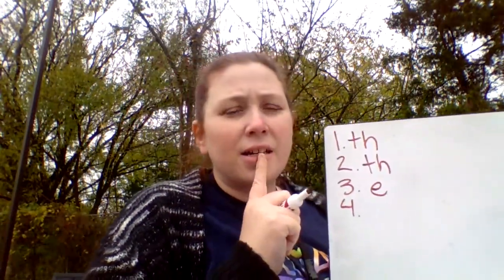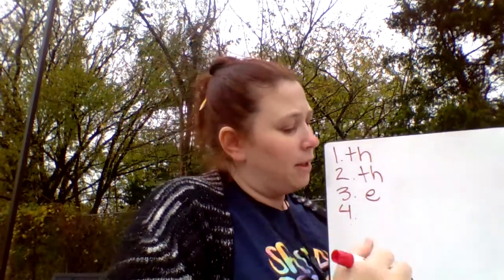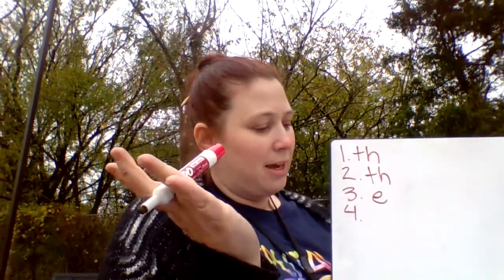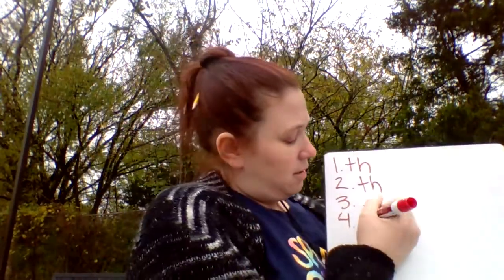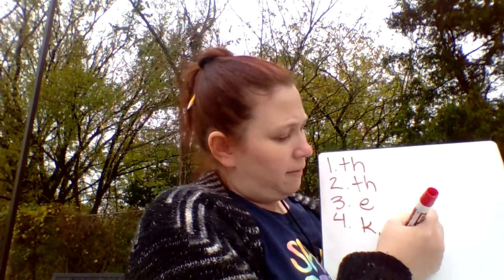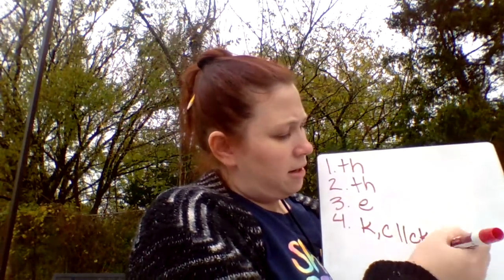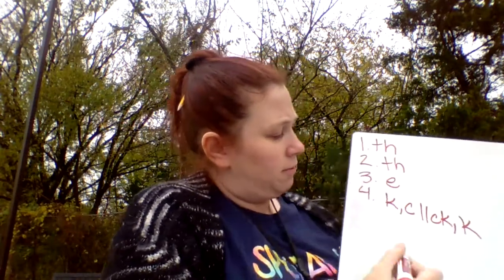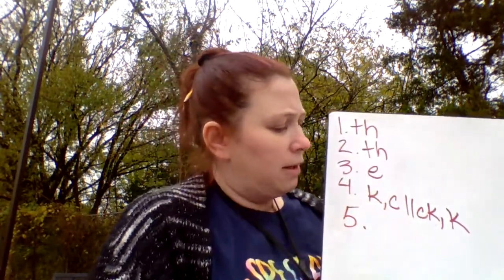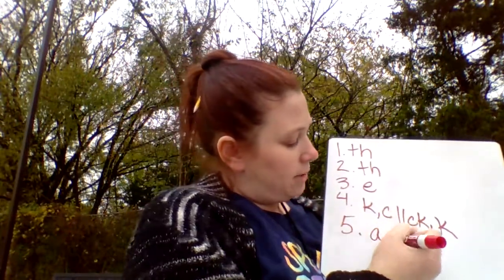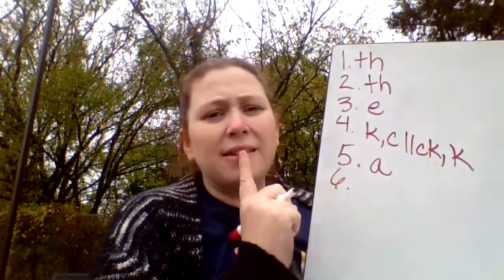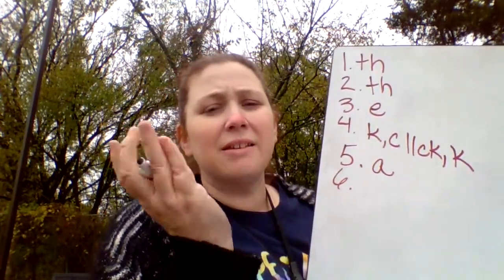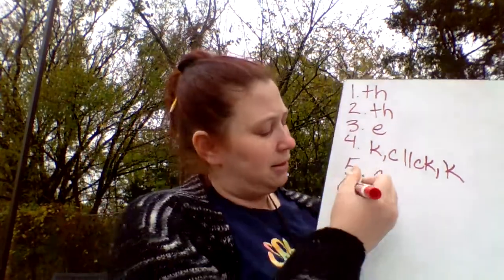k. Remember, we make k with lots of letters. We have K, C, and then as final sound, CK, K. So K, comma, C, final sound, CK, K. All right. Number 5 is A. Write it down. Number 6 is Z. Again, Z. That's Z and S. Z, comma, S.